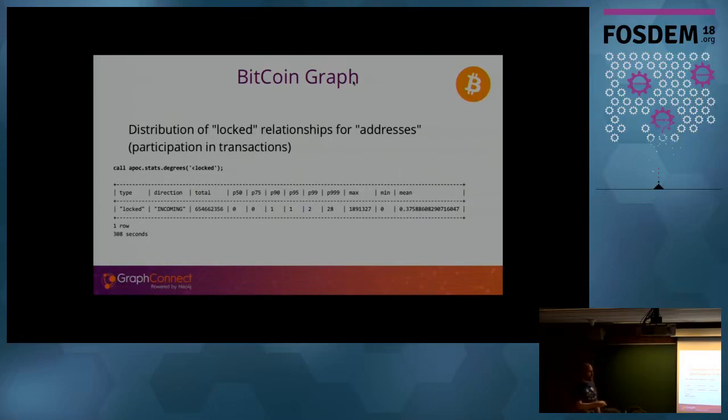Something that was really weird for me, at least, was to see that although we have like 650 million locked relationships in this graph, the 99.9 percentile only has 28 lock relationships. So the degree distribution of this relationship is super tiny. And then there are a bunch that have like 18 million or 1.8 million locked relationships.